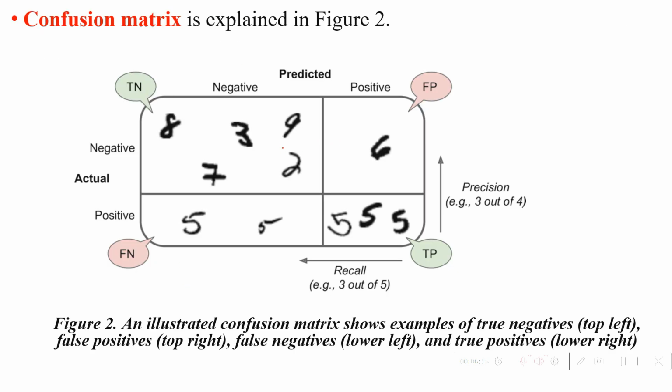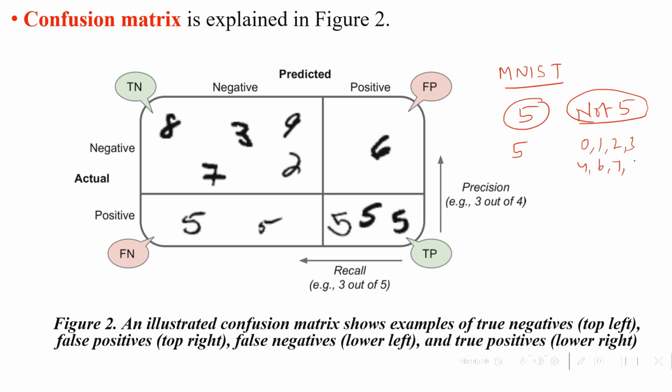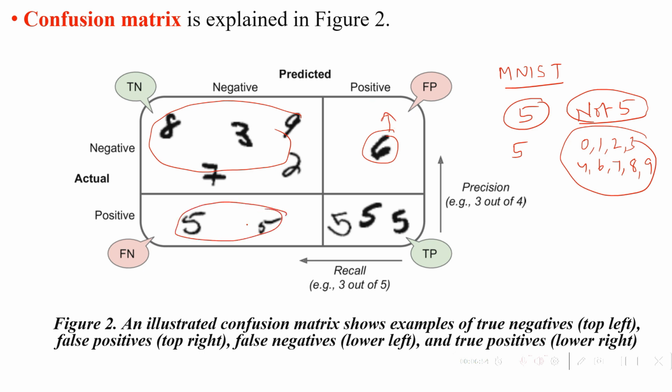Here is one example of the confusion matrix. It contains a sample dataset of the MNIST dataset. It is a combination of 5 and not 5 class labels. 5 means the handwritten digit 5, and the other digits, 0, 1, 2, 3, 4, 6, 7, 8, 9, belong to the not 5 elements. All these not 5 elements are correctly classified as negative elements. This one is a negative element, but it is predicted as positive. These belong to class 5 but are predicted as negative, and all these elements are correctly classified as positive elements.